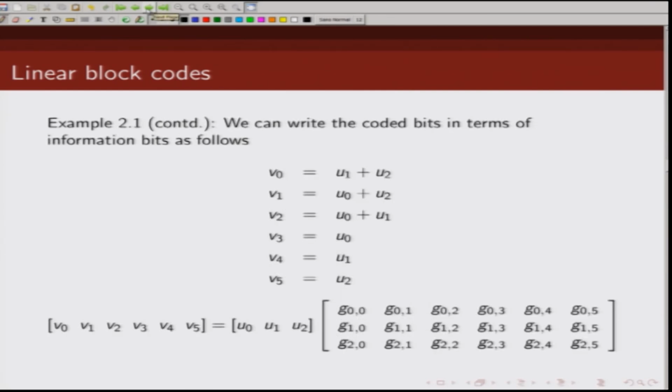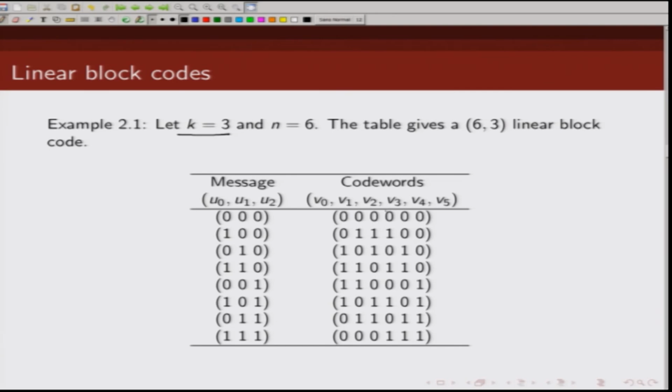Similarly, we notice that V3, V4, V5 are nothing but the information bits U0, U1 and U2 respectively. So, let us go back. V3 is this column and we can see this is the same as U0: 0, 1, 0, 1, 0, 1, 0, 1. Similarly, V4 is equal to U1 and V5 is the same as U2.